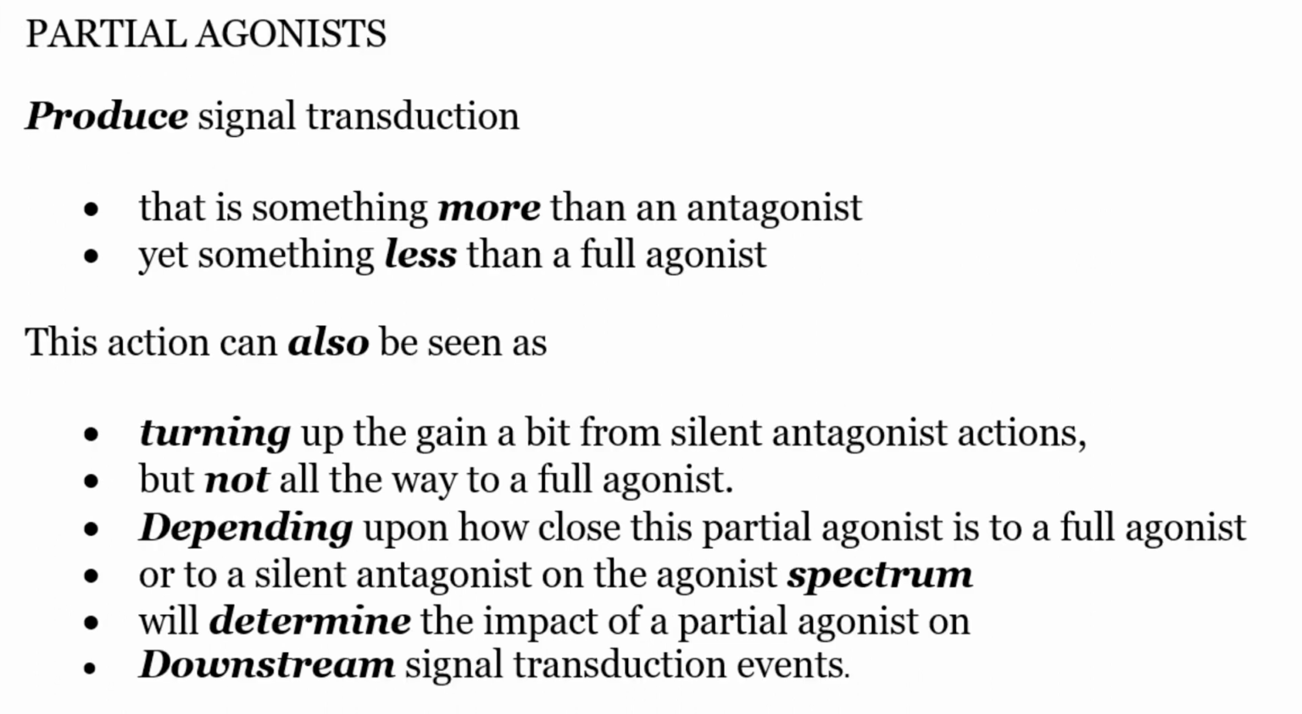Now coming on to partial agonists. These produce signal transduction that is something more than an antagonist, yet something less than a full agonist. This can also be seen as turning up the gains a bit from silent antagonistic actions, but not all the way to a full agonist. Depending upon how close this partial agonist is to a full agonist or a silent antagonist on the agonist spectrum will determine the impact of a partial agonist on downstream signal transduction events.